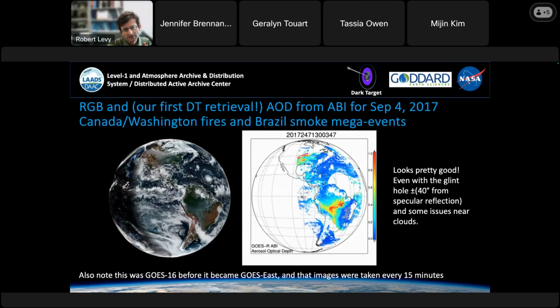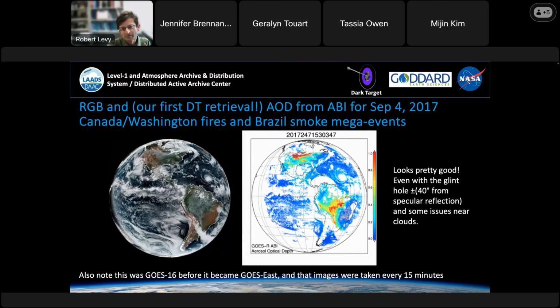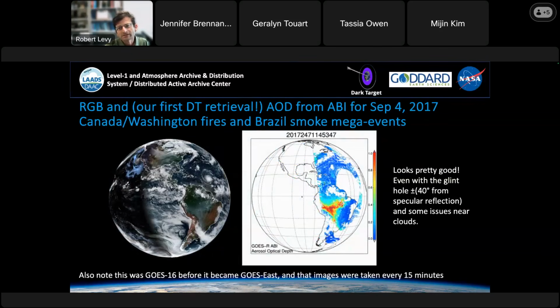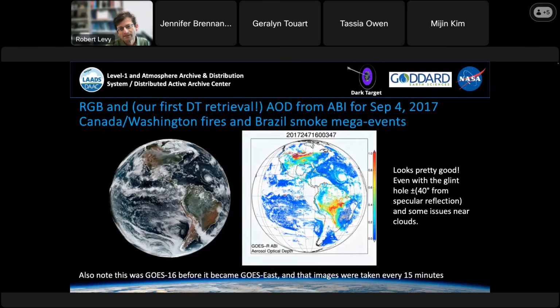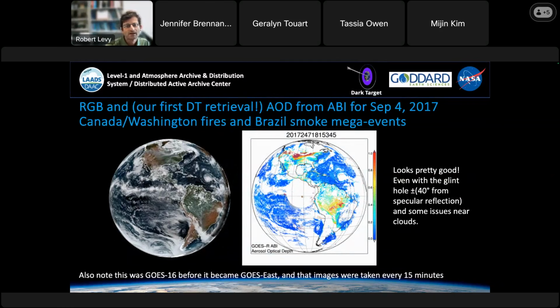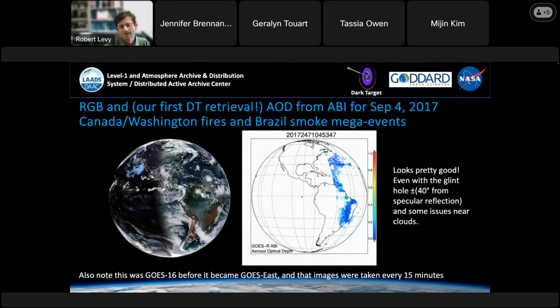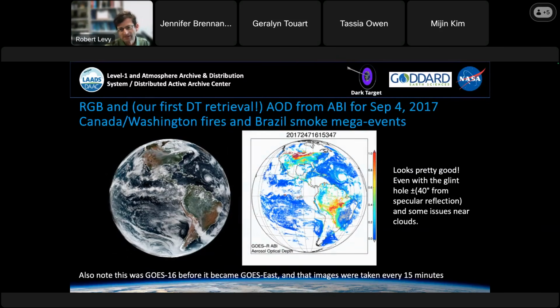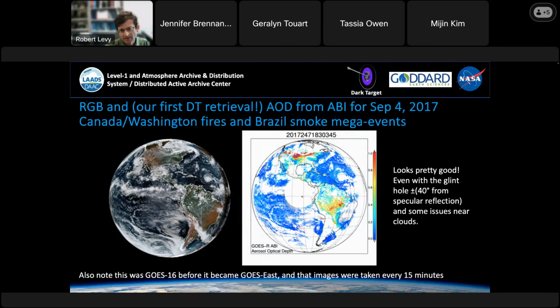And so this was our first attempt, from a case in 2017. This is before the NOAA GOES satellites were considered operational. But we went ahead and did this retrieval, and we watched Canadian smoke move across the US, as well as some smoke over Brazil. And we were kind of satisfied, thinking, okay, we can go ahead and do this.